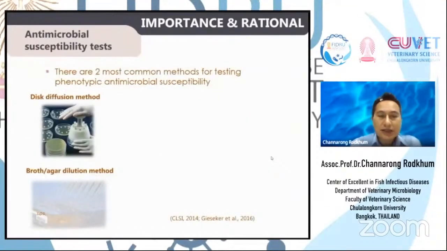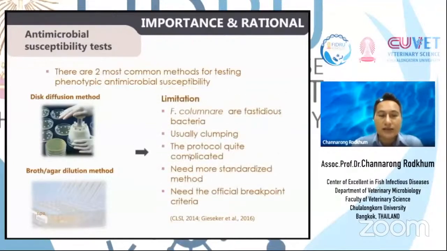For antimicrobial resistance and monitoring, it is the same case as the characterization of the pathogen: even if you aim at a molecular study, you have to start with the conventional method. For Flavobacterium columnare, there are two most common methods for testing phenotypic antimicrobial susceptibility, including the disk diffusion method and the broth or agar dilution method. We have a limitation for studying drug susceptibility in Flavobacterium columnare.